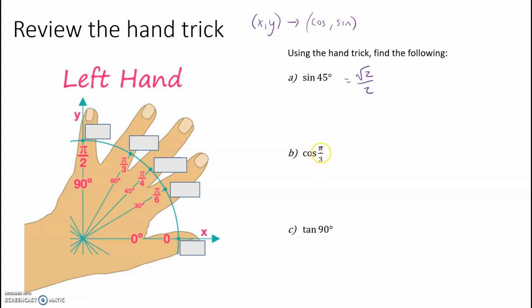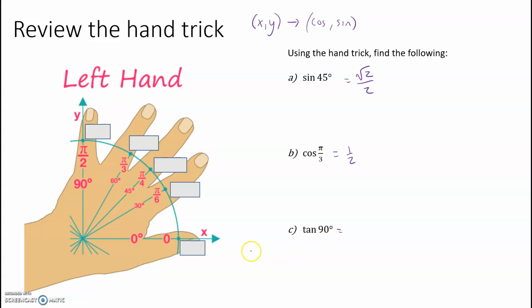Cosine of pi over 3, remember this is 60 degrees. Pi over 3 is 60 degrees. So we're going to come here, we're going to put this finger down. Remember cosine's over here, so it's 1 over 2. And we're done. And sine's over here, which would have been square root of 3 over 2.